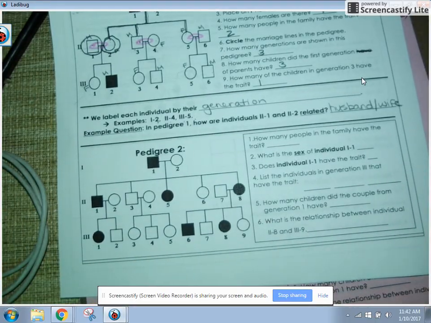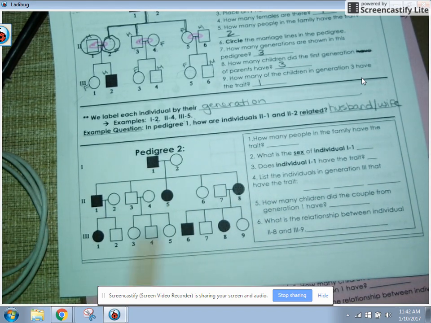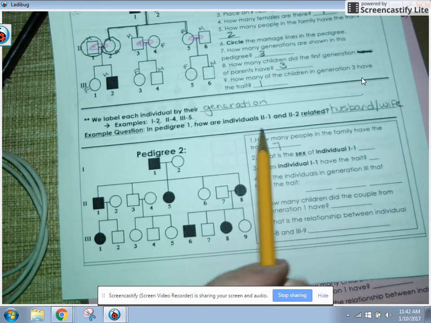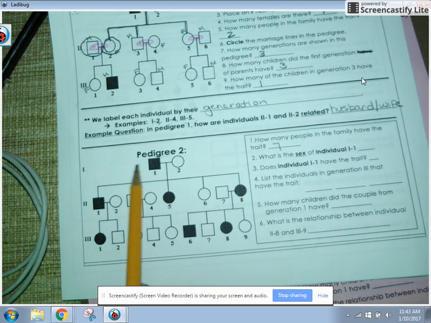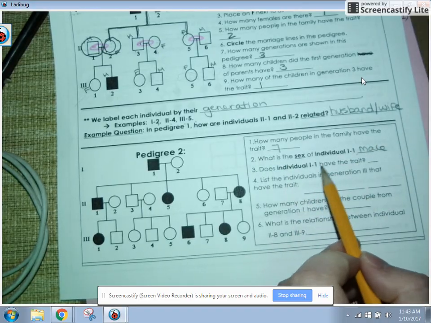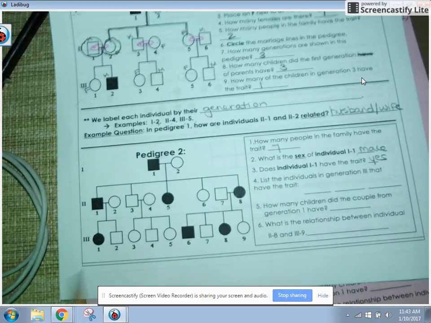It says, how many people in the family have the trait? So we're looking at pedigree number 2, and I see 1, 2, 3, 4, 5, 6, 7 people have whatever trait it is that's being tracked here. What is the sex of the individual in the first generation, number 1? So first generation, number 1, that is a male. Does this individual have the trait? He is shaded in, so yes, he does.